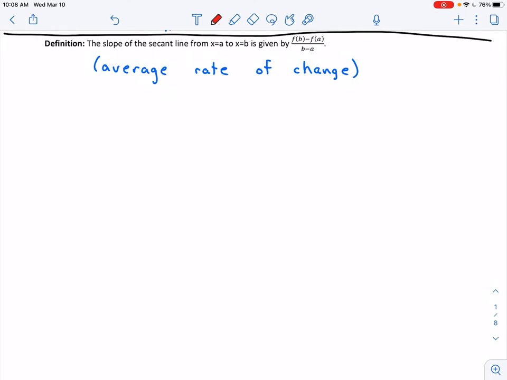The slope of the secant line from x equals a to x equals b is given by this formula right here, f of b minus f of a over b minus a. This is also the same thing as average rate of change. You might also recognize that as the slope formula. You might recognize that as y2 minus y1 over x2 minus x1.